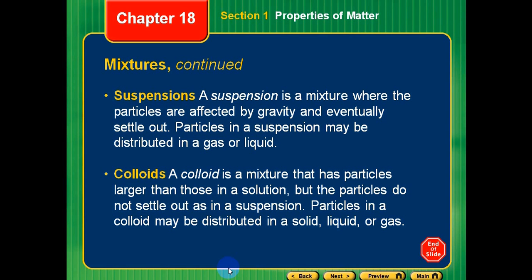Another type of mixture is a suspension. A suspension is a mixture where the particles are affected by gravity. In suspensions, when you mix two things together and the particles are large enough, because of gravity they settle down or they fall down. For example, when you mix sand with water, the sand particles are large enough, and that's why they fall down or settle out from the water and stay on the bottom of the cup or the plate.